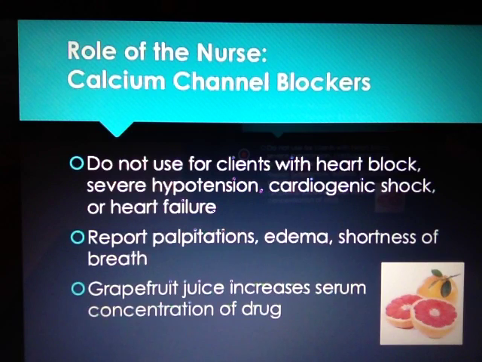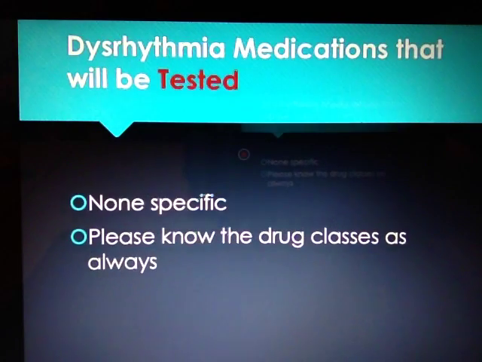Role of the nurse in calcium channel blockers. We do not want to use them for clients with heart block, severe hypotension, cardiogenic shock, and heart failure. As in the previous video, they are not even one of the drug classes that are used to treat heart failure. We want them to report palpitations, edema, shortness of breath, and again, we don't want them to take calcium channel blockers with grapefruit juice because it increases the serum concentration of the drug, which can lead to toxic effects.